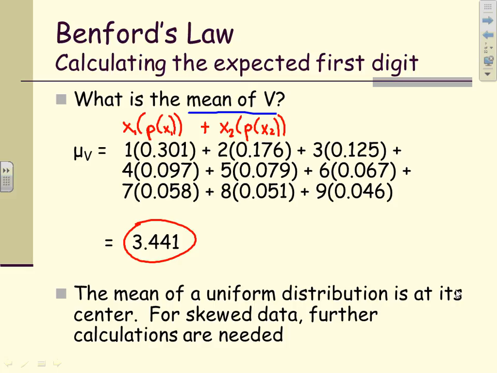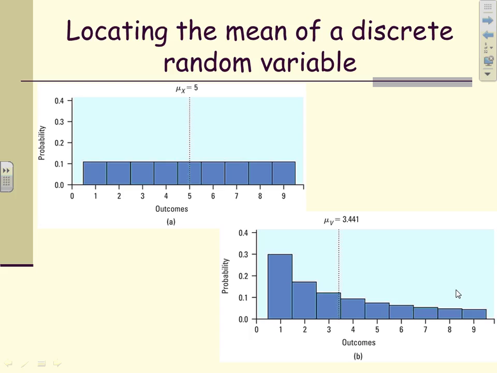Okay, and then it says the mean of a uniform distribution is at its center. Well, we talked about that. That's finding the mean for the random first digit. For skewed data, as we have here, further calculations are needed. So that's why we found this value in this manner here. All right, and this is kind of just a visual method here of showing what's going on. Here we have if they were all equally likely, so uniform. And down here we have the distribution for V, where 1 is much more likely than getting a 9. And that's why the means are different. But it takes a little while to get there, but it's not an overly difficult concept there.